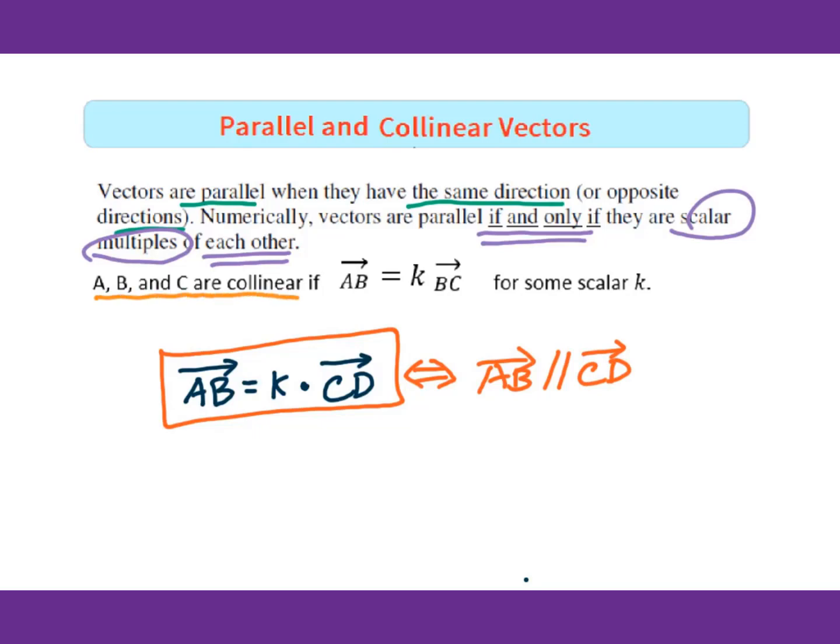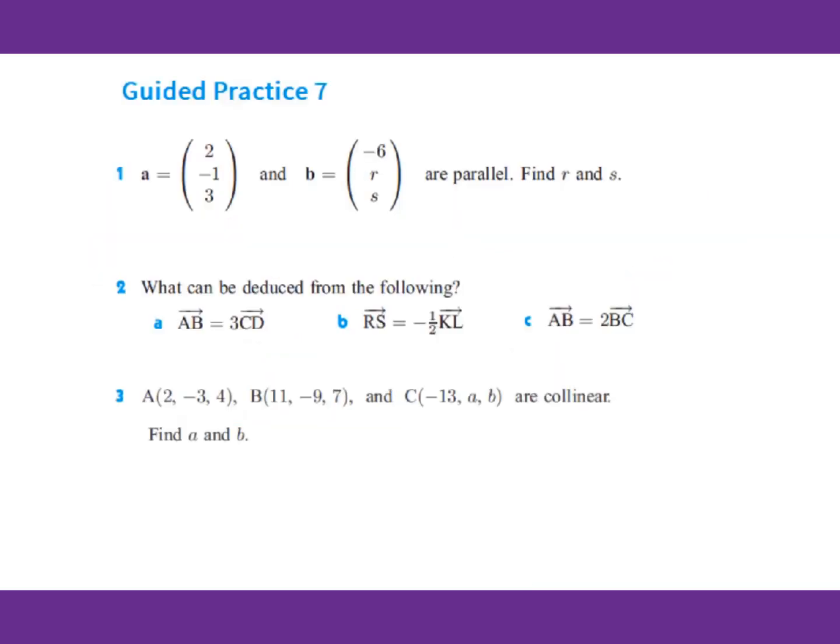A, B and C are collinear. That means on the same line. Vector AB equals K times vector BC for some scalar K. Let's go to guided practice 7. Question 1. Vector A and B are parallel. Find R and S.